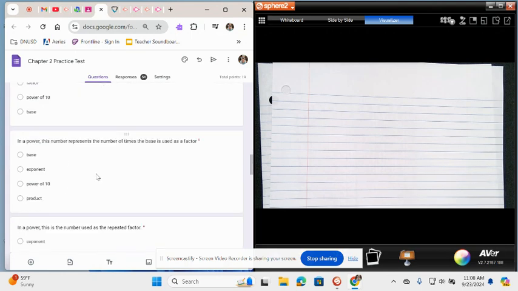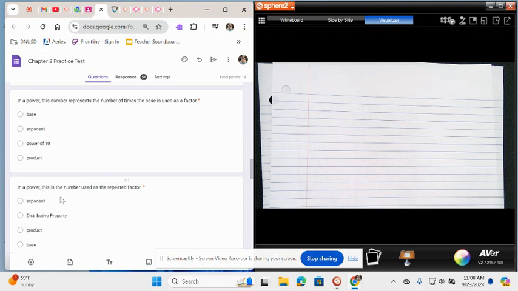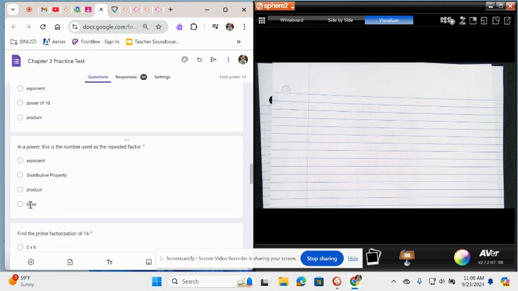And then there's a couple more vocab questions. In a power, this number represents the number of times the base is used as a factor. So for instance, in 3 to the second power, or 3 squared, the number that tells you how many times to multiply 3 by itself is the 2. So 3 to the second power, or 3 squared, would be 3 times 3. And then in a power, this is the number used as the repeated factor. That's the base. So in that last example, 3 to the second power, or 3 squared, the number that you multiply by itself, the 3, that's the base.